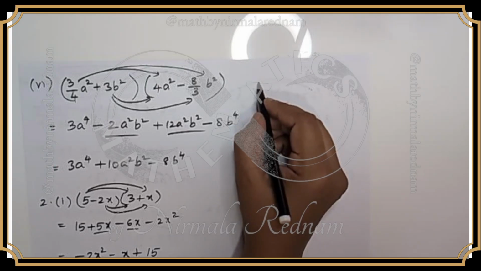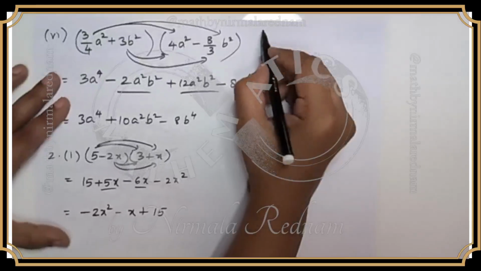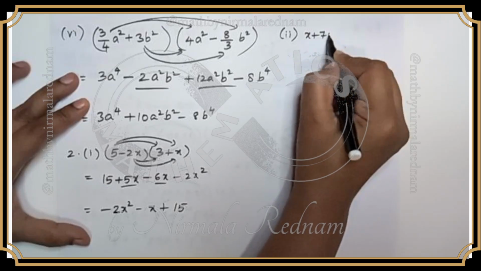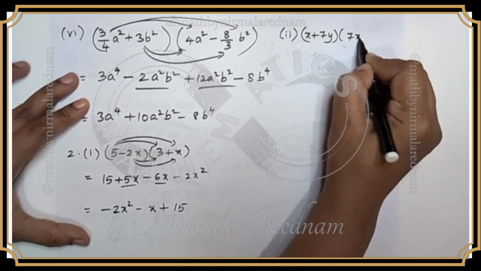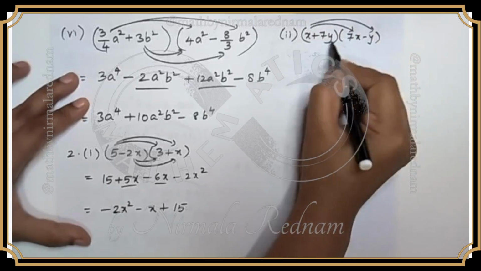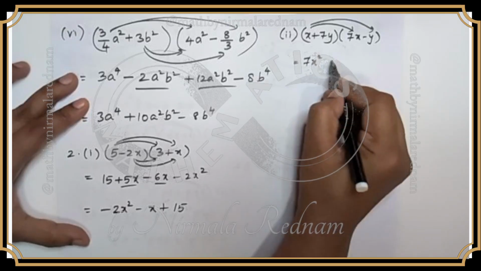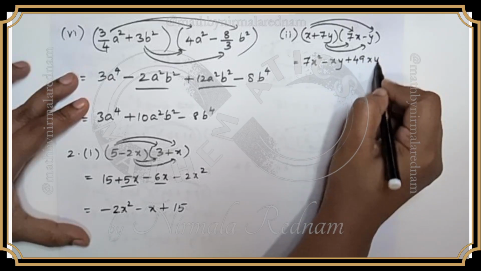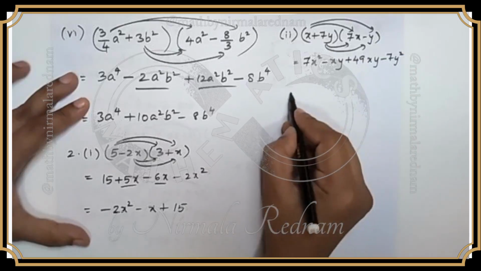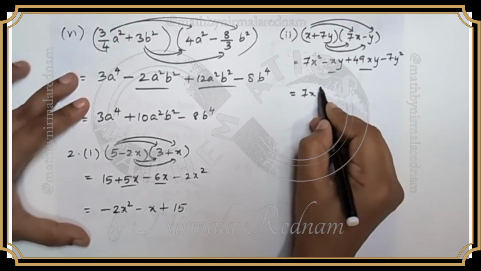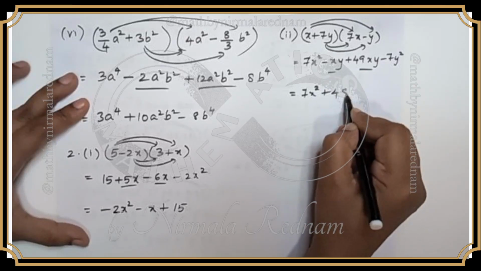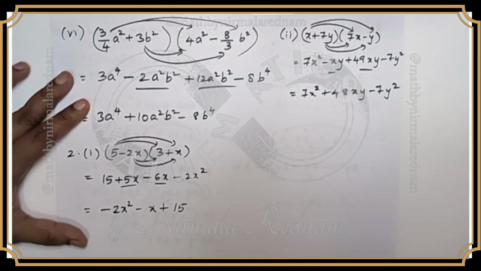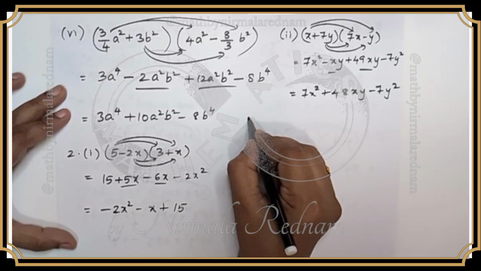Second sum, I have x plus 7y into 7x minus y, right? So again multiply, you will get 7x square minus xy. Now the second term plus 49xy minus 7y square. As you can see, I have two like terms which will give me 49 minus 1, which is 48, and this is your answer, right? So that is your second sum.